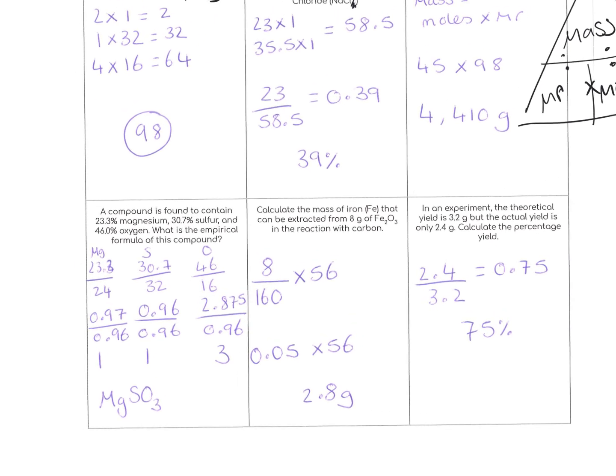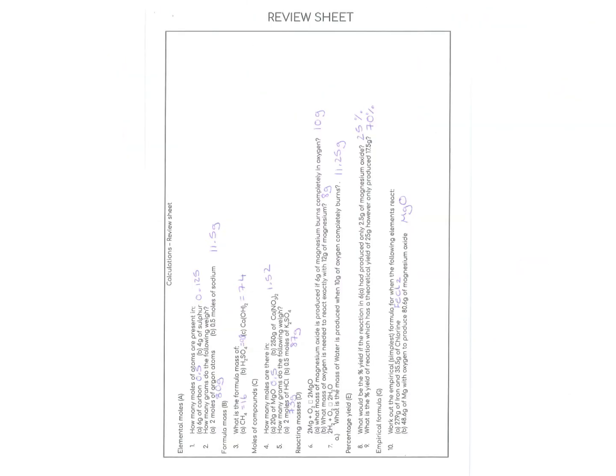Empirical formula, then you always divide by the smallest, which is mostly the most common thing to think of here, and then this is the reacting mass question. Percentage yield is quite a nice question, just remember to times by 100, but with all of them you can pause and have a little look.